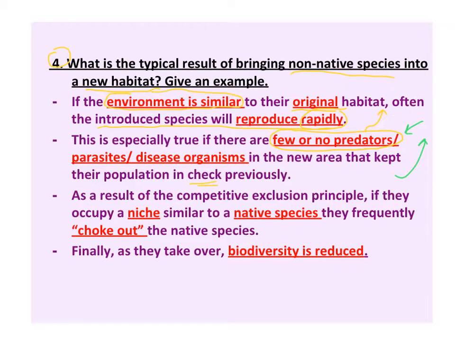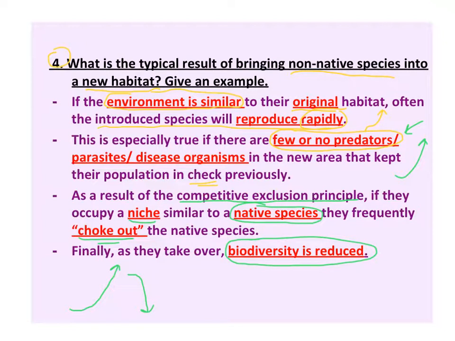As a result, I don't know if you remember, but the competitive exclusion principle states that no two organisms can have the same niche. Well, if they have a niche that's similar to a native species, they're going to choke out the native species. So basically, the population of the non-native species is going to go way up, and the population of the native species is going to decline dramatically. And even more importantly, the last thing you'll need to remember: biodiversity in the area is reduced because the non-native species basically takes over the area and all of the native species populations go down.